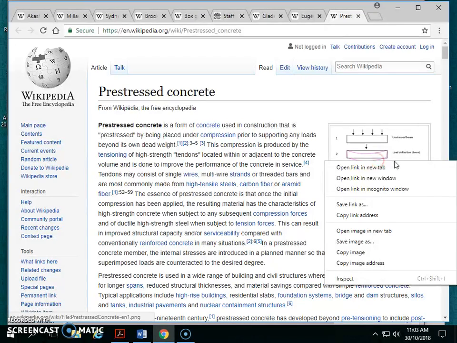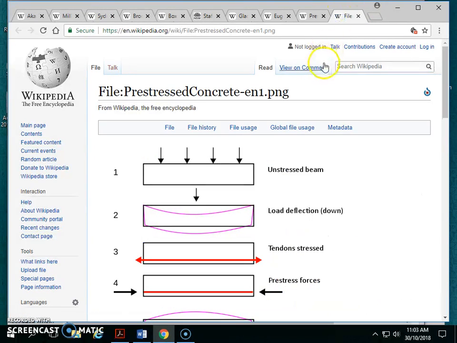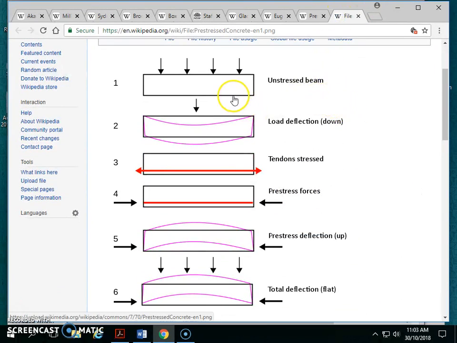I'll just quickly open this picture. There's a brief introduction of an unstressed beam. So we have our unstressed beam. We put load on it. We can see we have this bending. This part here is being squashed. This part here is being stretched.